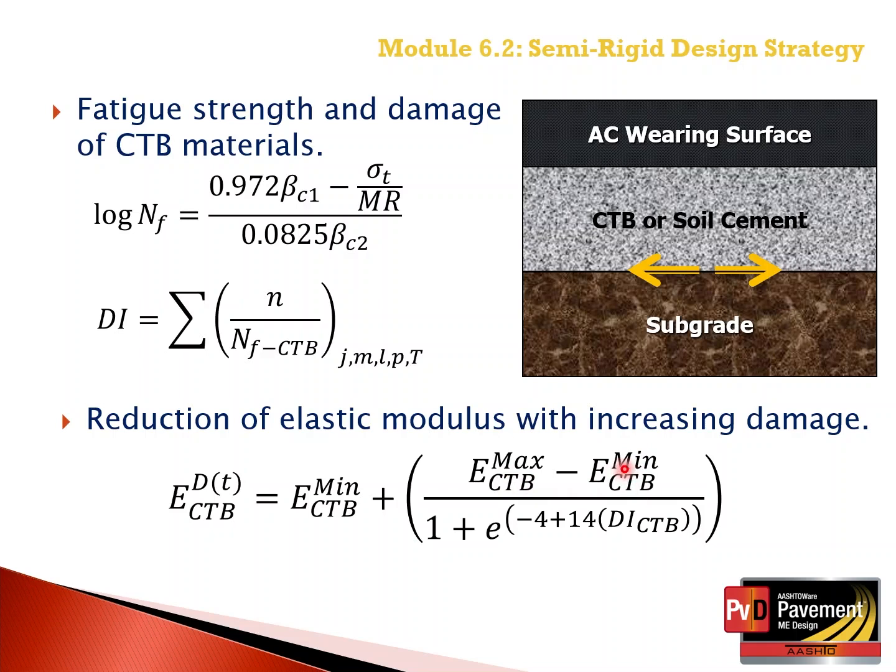And again, this minimum value would represent the extreme fatigue cracking of the chemically stabilized layer. So as this layer becomes fully cracked, the modulus of the layer will decrease, or is expected to decrease, to a minimum value similar to a very high aggregate base type of material, representing the totally cracked chemically stabilized layer.